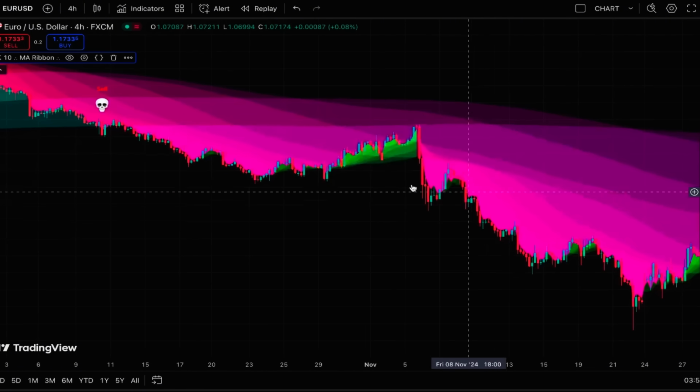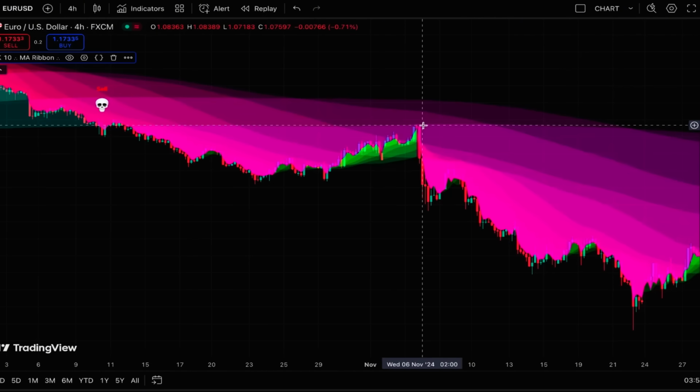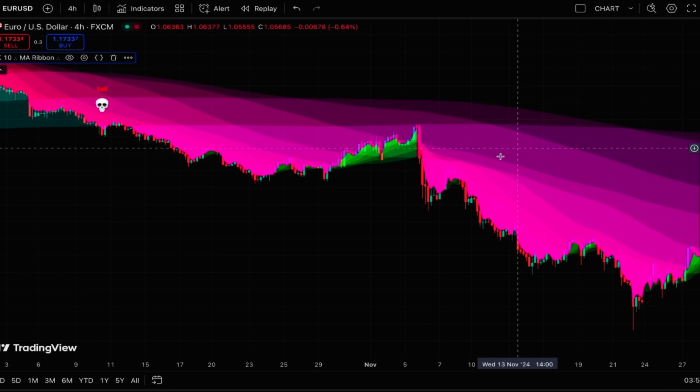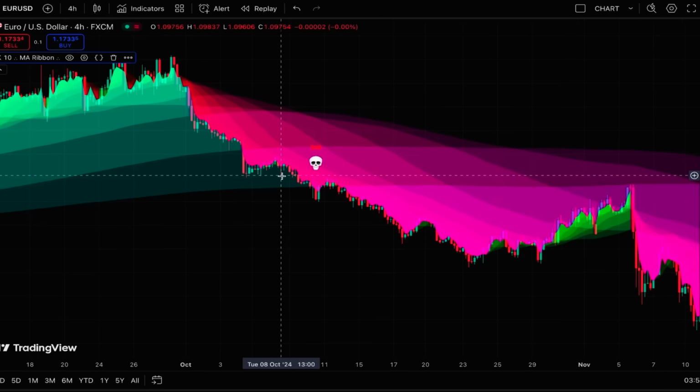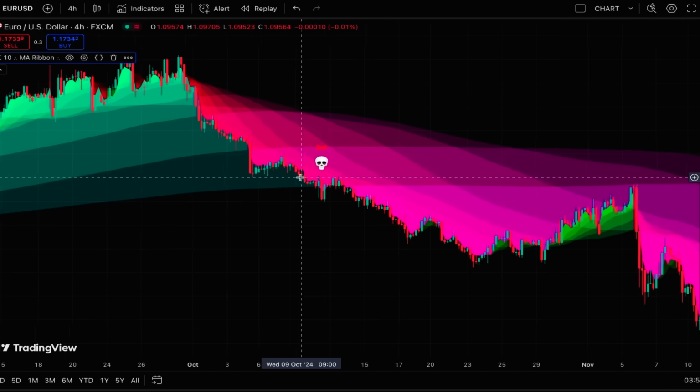But as long as the price is below the longest moving average, we are still in a downtrend. And these weaknesses could be just temporary weakness because of a pullback, and we can use them to enter a trade within the downtrend.